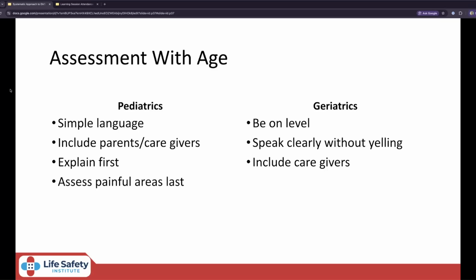And if our geriatric patients have caregivers or other healthcare providers, include them, right? Many times geriatric patients may not give you the full story. They may not tell you everything because they're afraid of being removed from their house, put into a home or something like that. So getting down to their level, articulating clearly, avoid jargon, and then include the caregivers as you care for these patients.